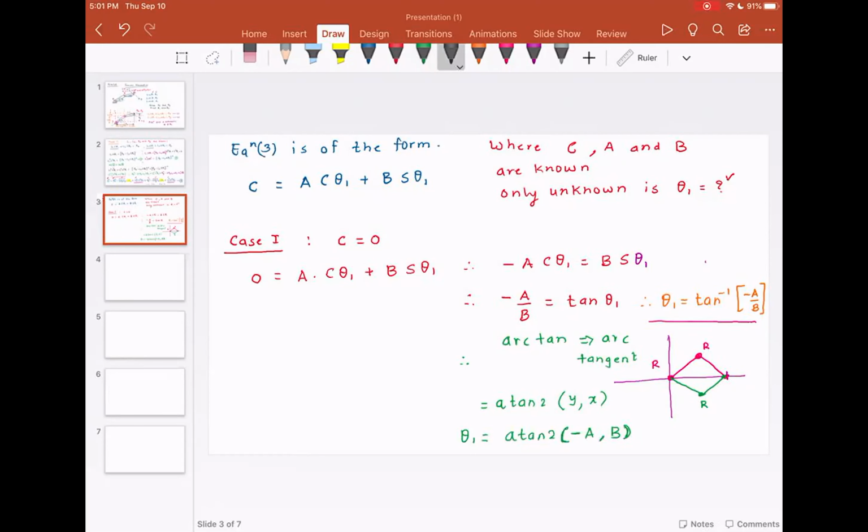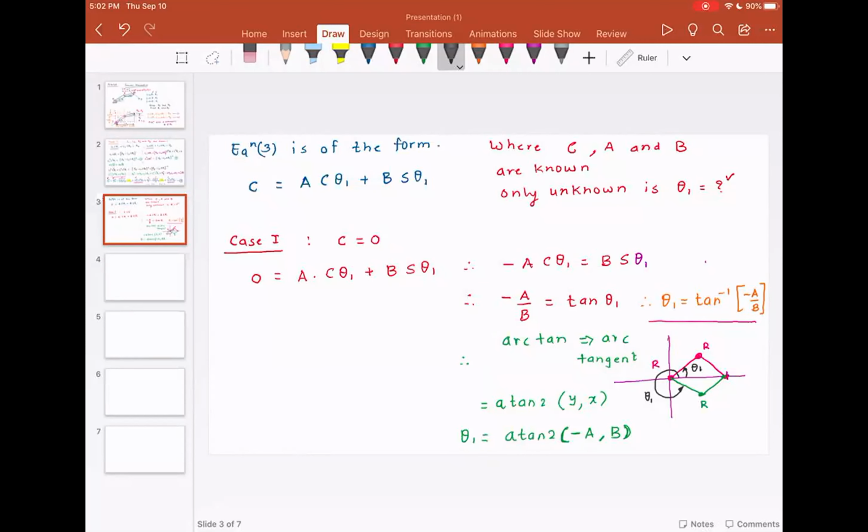There is one more trick that you can do, and please pay attention. Why are all these tricks needed? Because as I said, there are two solutions for theta 1. Theta 1 could be this, and theta 1 could equally be this. So we want our solution to be consistent, and we want to find all the possible solutions, not just one solution. So here is trick 2. Again, case 1, trick 2.